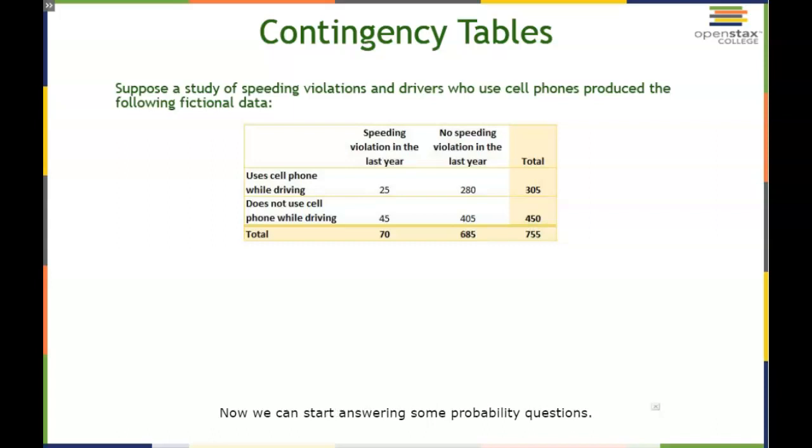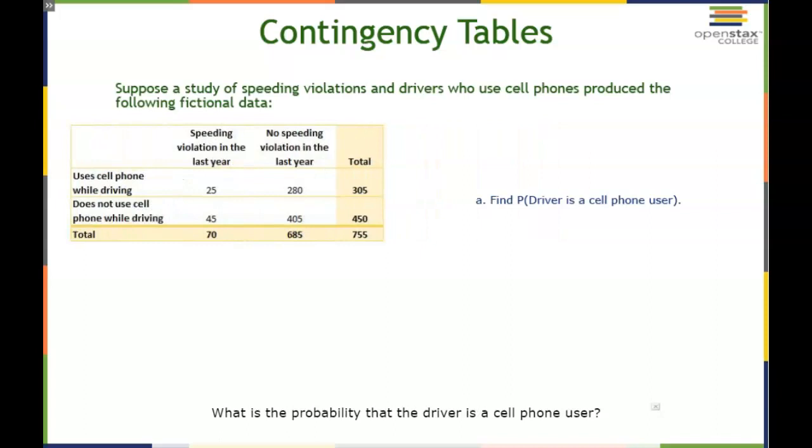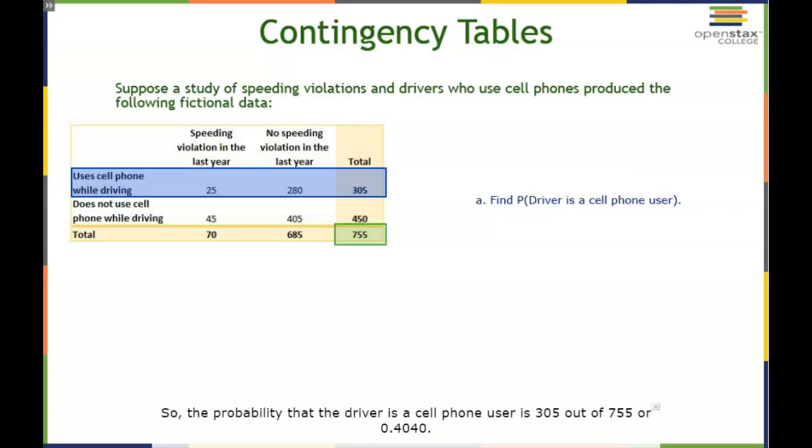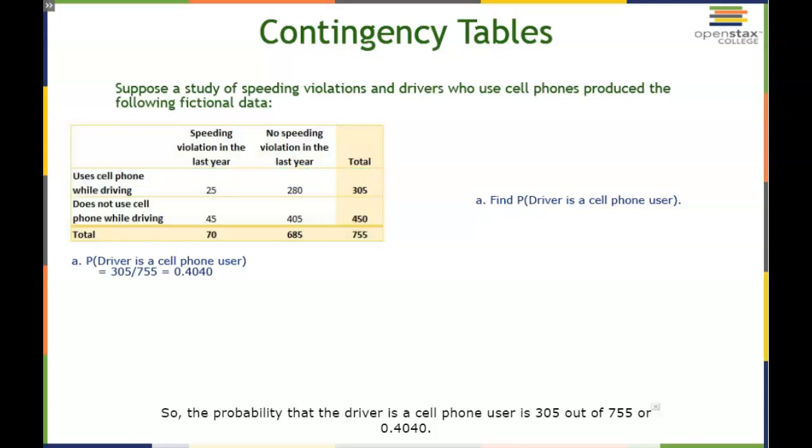Now we can start answering some probability questions. What is the probability that the driver is a cell phone user? The cell phone use is in the row. The total of drivers who use their cell phone was 305 out of the 755. So the probability that the driver is a cell phone user is 305 out of 755, or 0.4040.